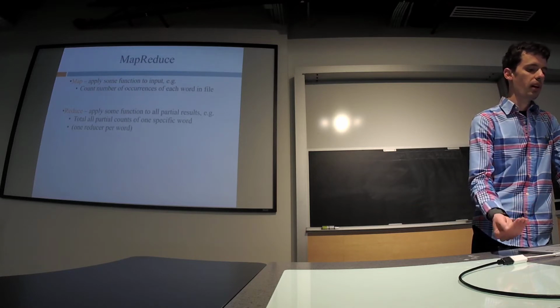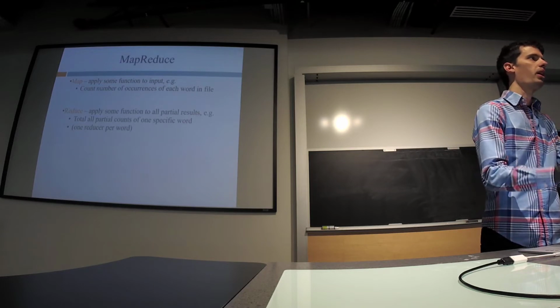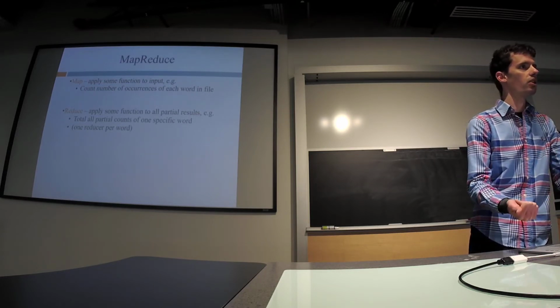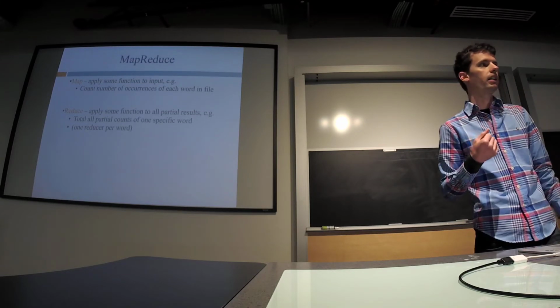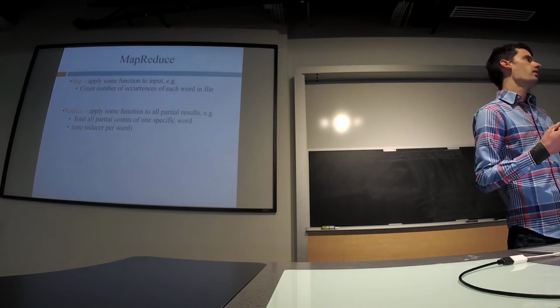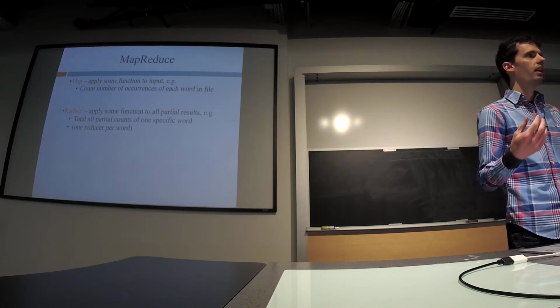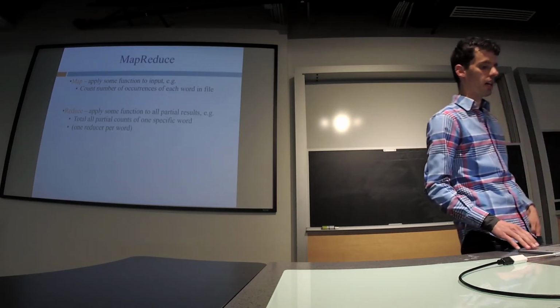And then the reduce part is, once every machine has come up with their partial or local counts, you just apply some other function that aggregates those. Given this machine said the word "the" occurred 15 times, and this machine said it occurred 5 times, you take all of those partial results and add them up or average them or whatever your aggregation is.